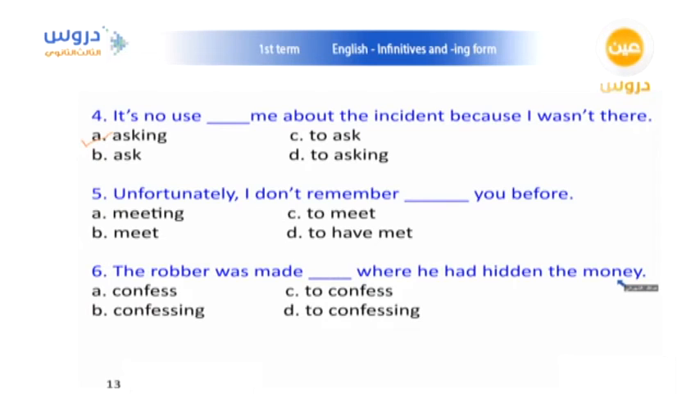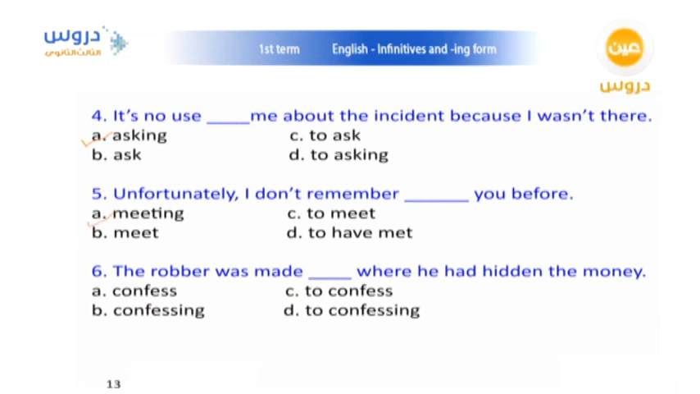Number five: unfortunately, I don't remember ___ you before. There is a verb. What should come after the verb remember? To meet or meeting? Is it A or C? To minimize the choices. What do you think? Nur said, unfortunately, I don't remember meeting you before. What do you think, Mada or Amir? Amir Al-Yala also said meeting you before. Both of you are okay and fine. Great. You deserve this star.